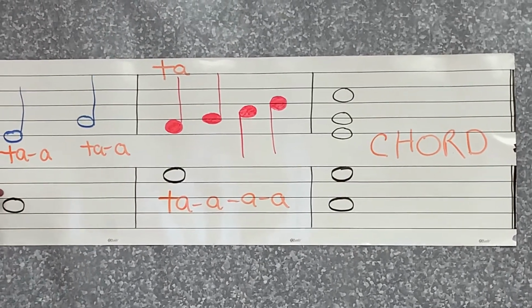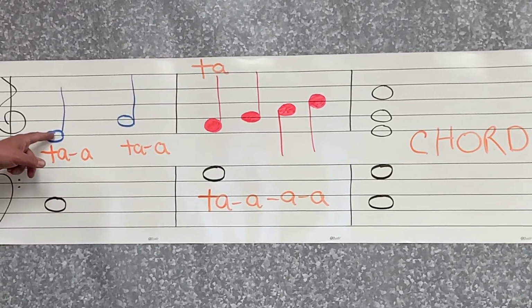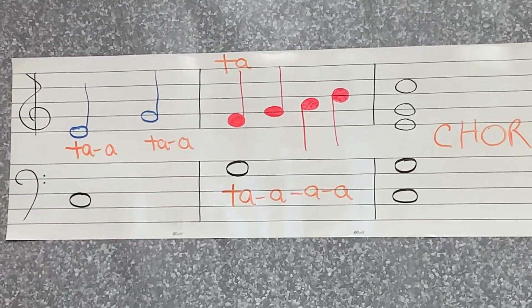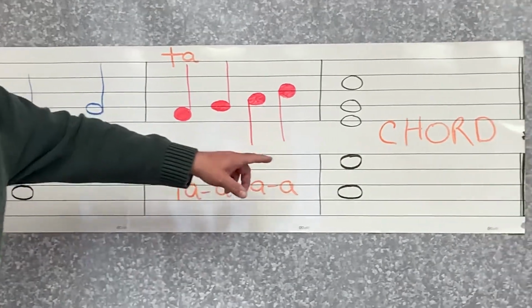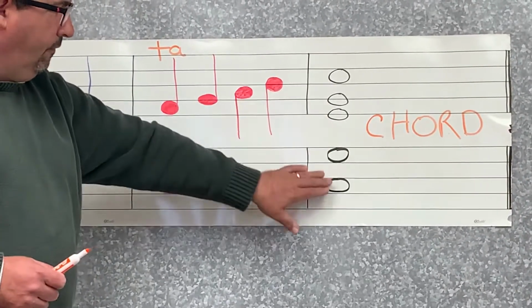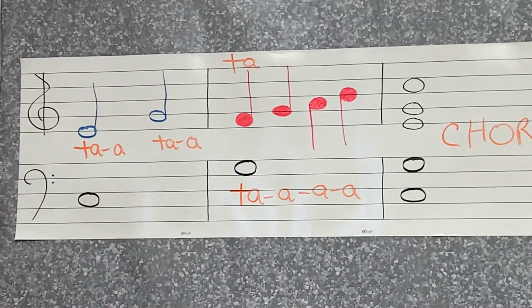So in this measure, we have 2 notes sounding. In this measure, we also have 2. And in the last measure, we have our full chord. So our little song sounds like this.